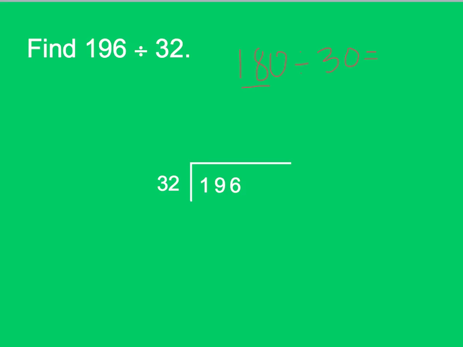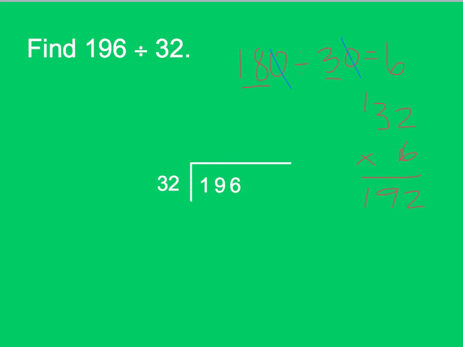So if I do 18 divided by 3, I get 6. Then I'm going to go ahead and cancel out these zeros because I have a 0 in each of the numbers, the dividend and the divisor. So we're going to get about 6 times. So now I want to figure out what 32 times 6 is. Let's go ahead and multiply this out. We get 192. Ooh, pretty close.